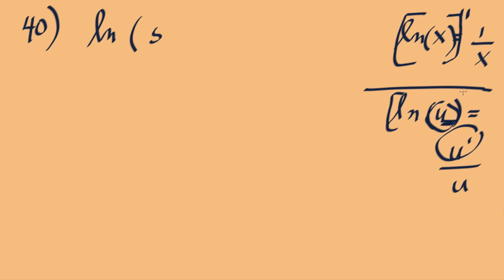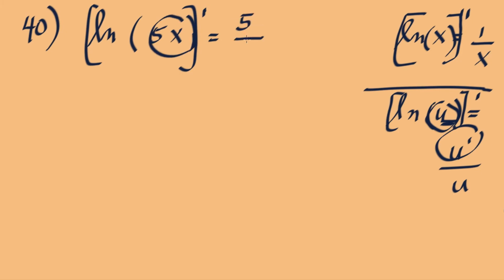Then the derivative of the natural log of u is u prime over u. So if we have the natural log of 5x, the derivative is going to be what? First, you get the derivative of 5x, which is 5, over that same 5x. And then reduce it to 1 over x.